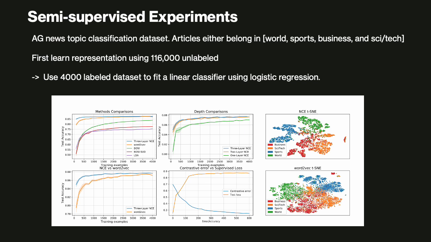So in the first of 2 experiments that they did, they used a dataset called the AG News Topic Classification Dataset. In this dataset, articles belonged to either business, world, sports, or sci-tech. The authors first used a training dataset size of 116,000 unlabeled entries to train the model to learn a latent representation of the documents. And then they used 4,000 labeled examples to fit a linear classifier using logistic regression, and they used a separate testing dataset for the figures we see below.